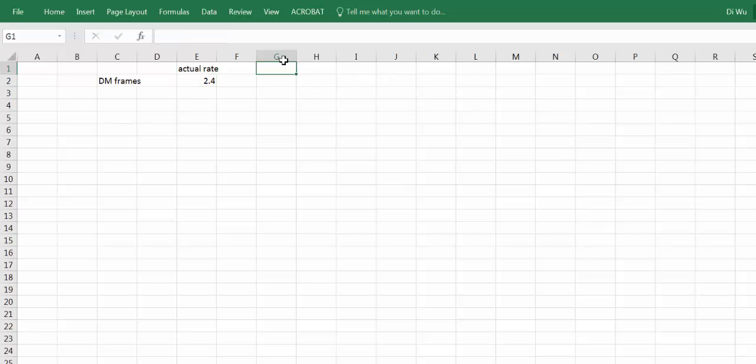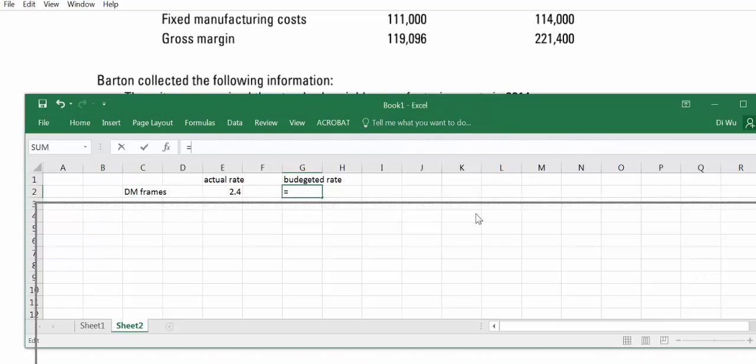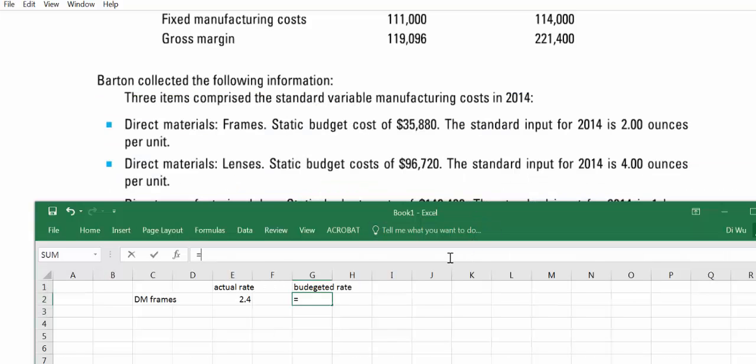Okay, so for the budgeted rate, this is $2.4 per ounce. For the budgeted rate, the calculation is highly similar. It's extremely similar, so you're going to use static numbers, everything static. For the frame, you can apply 35,880, then divided by 7,800, then divided by 2 ounces. So you get 2.3. Okay, 2.3. Alright, so that's what we need.